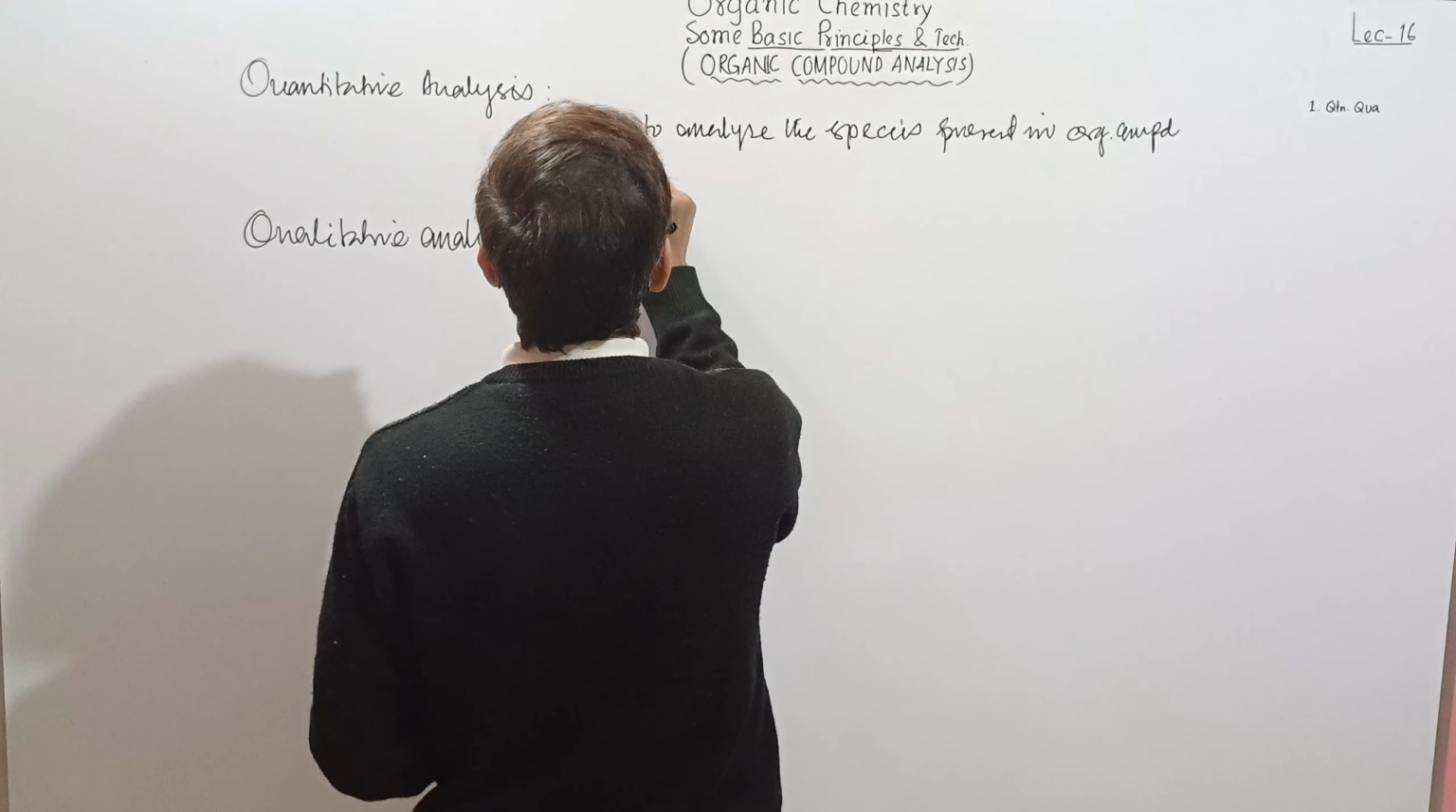So quantitative analysis may be done with the help of indication in change in color, or extraction, chromatography or spectral analysis, which is specially used for analyzing the functional group in it, which is out of the scope of your syllabus.